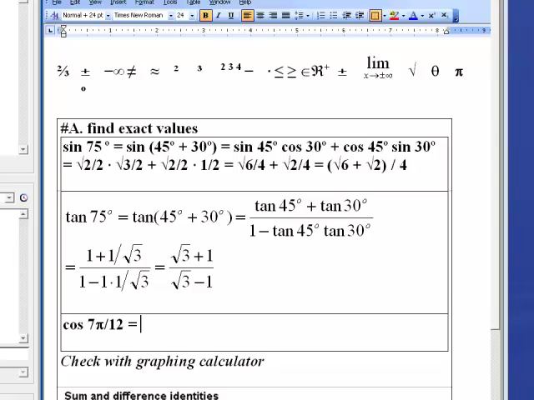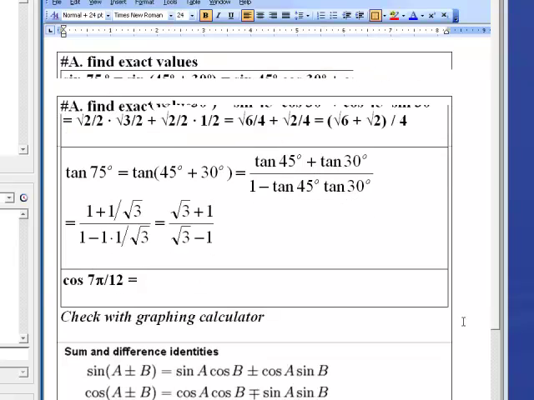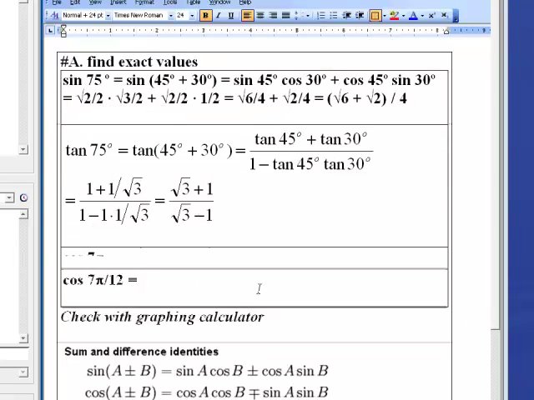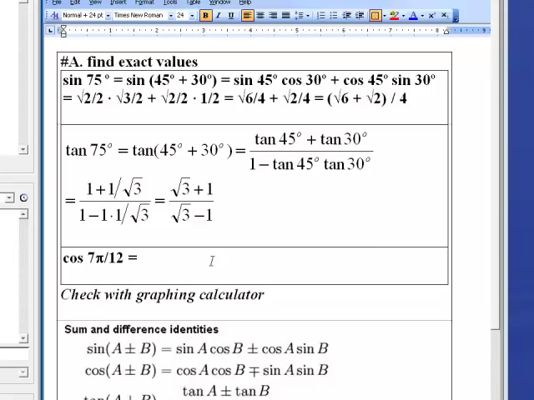Okay, let's do this one here. Cosine of 7 pi over 12. 7 pi over 12, that's 105 degrees. How are we going to split that one up? Well, we have cosine of 60 degrees plus 45 degrees, right?